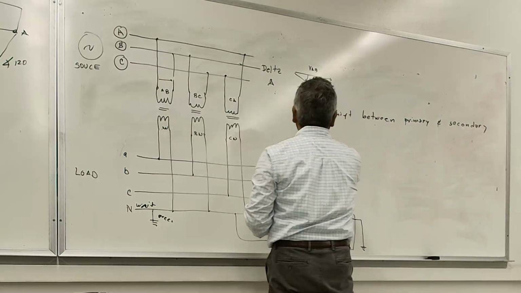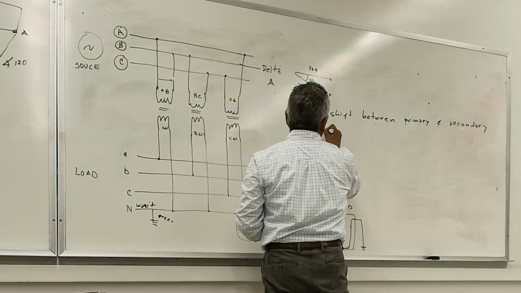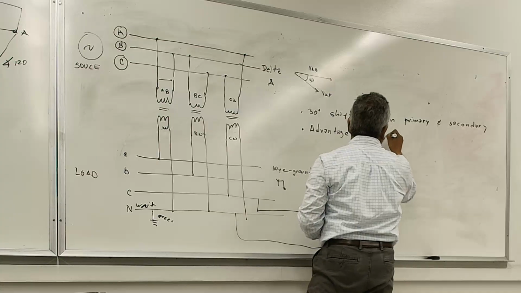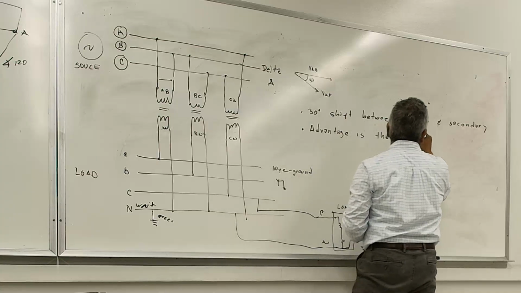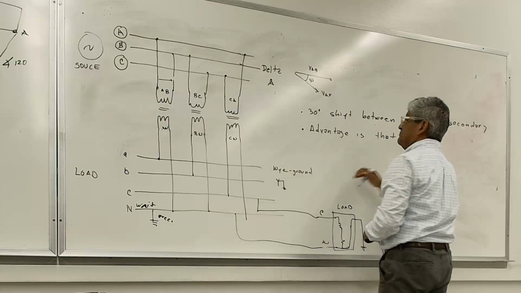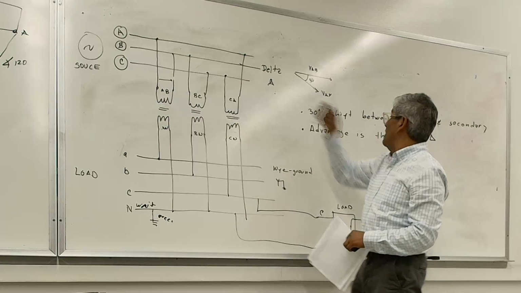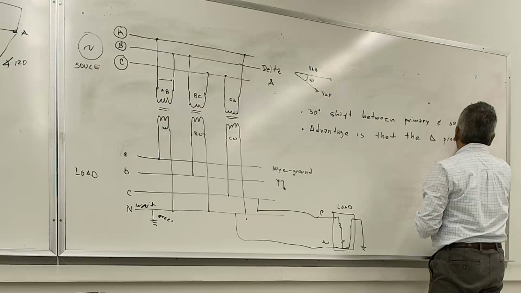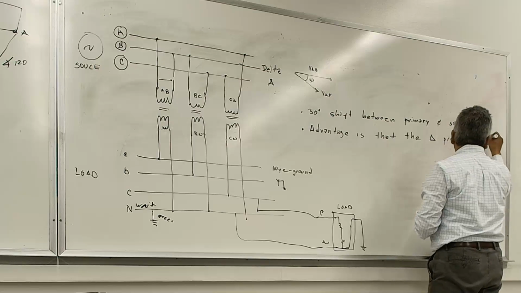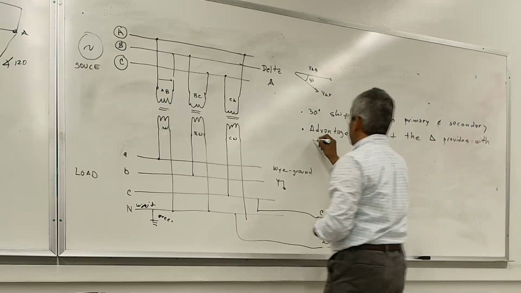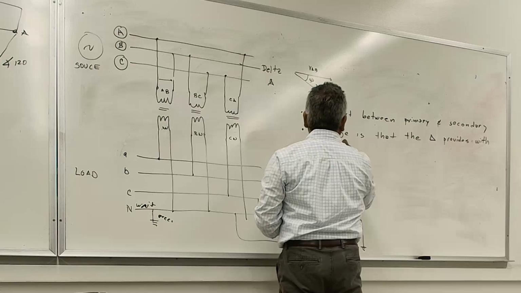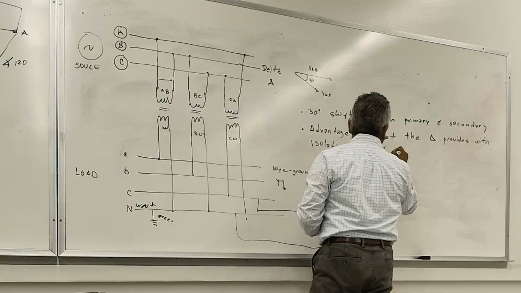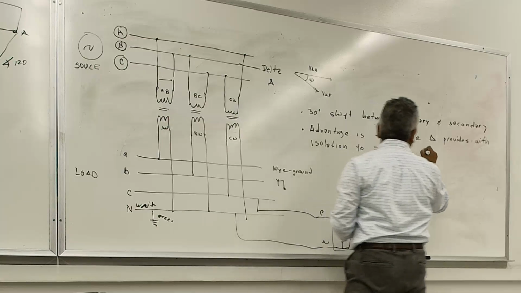An advantage is that the delta winding provides isolation to third order harmonics.